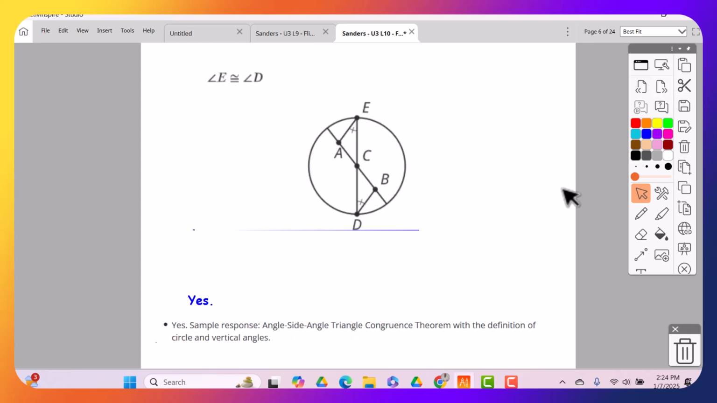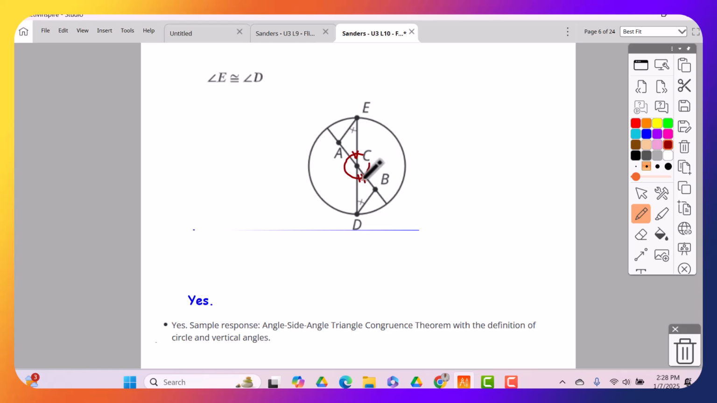For number 2, with the circle here, yes. How are we going to know that these are congruent? Well, there are a couple of things. One thing is that right here, these are vertical angles because AB and ED are two diameters of this circle. We're not talking about the same length, we're just talking about the angles. But we know that this angle here and this angle here are congruent because they're vertical angles.